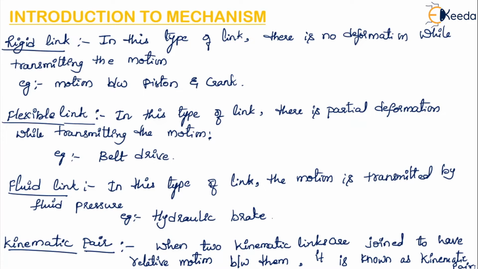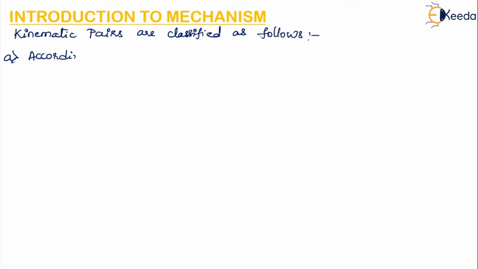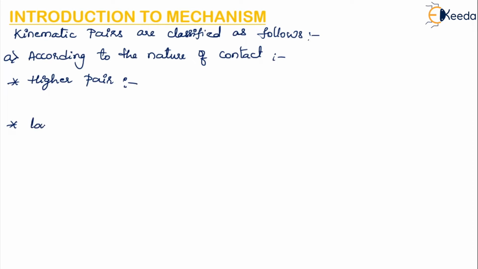Okay. Then kinematic pairs are classified as follows. Based on different factors, the kinematic pair is classified into different types. According to the nature of contact, it is classified as higher pair and lower pair.